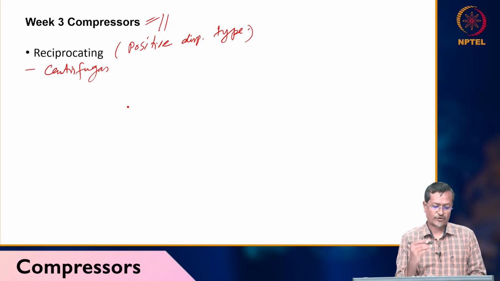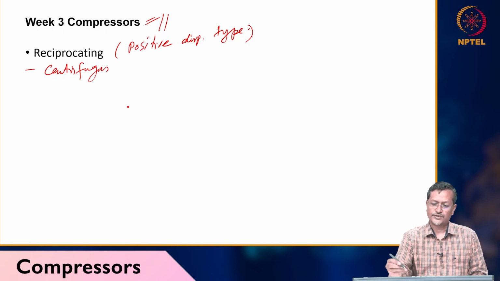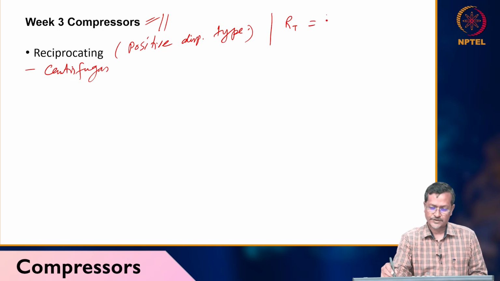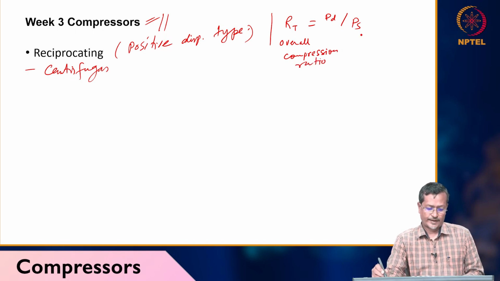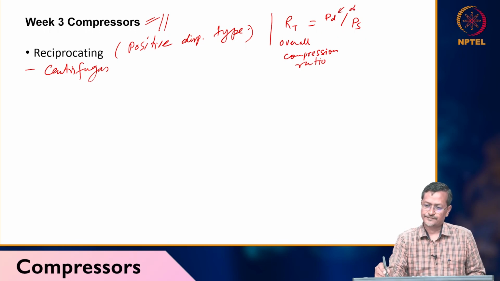Flash gas compressors are normally characterized by low throughput rate and high differential pressure. Differential pressure is expressed in terms of overall compression ratio. So RT equals PD by PS. RT is the overall compression ratio, and PD is the discharge pressure, maybe in PSI, whatever unit you use, because finally it will be a ratio. PS is the suction pressure.